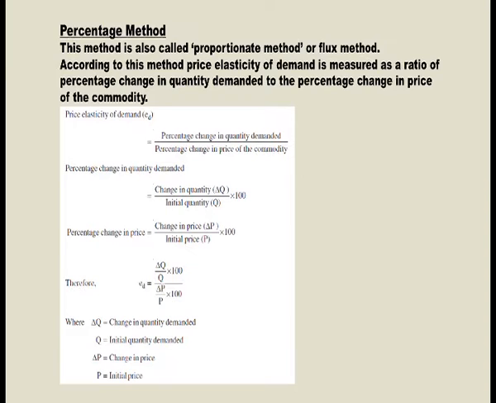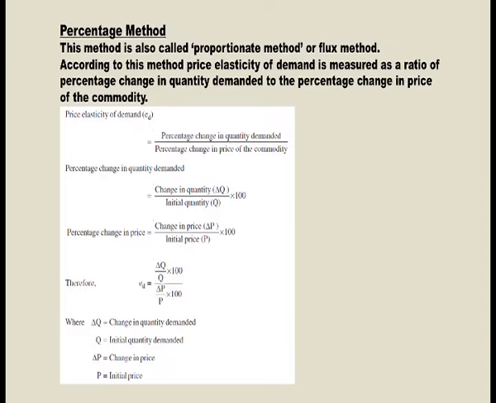Now, how to measure this percentage change in quantity demanded? Change in quantity demanded divided by initial quantity demanded into 100. Percentage change in price: change in price divided by initial price into 100. Therefore, we get the formula like this.